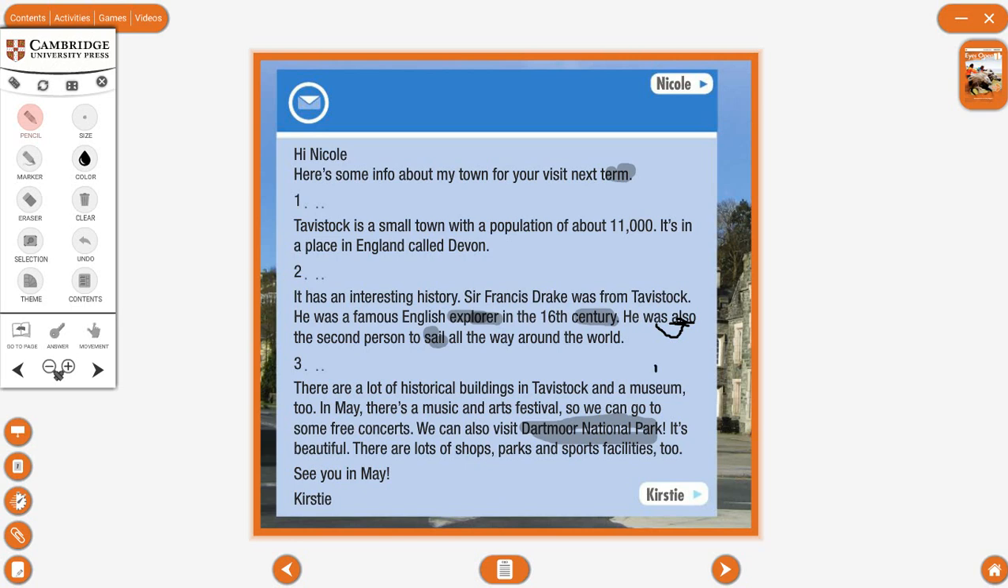There are a lot of historical buildings in Tavistock and a museum too. We use too at the end of the sentence. In May there is a music and art festival, so we can go to some free concerts. We can also use also before the main verb in this sentence. It is beautiful. There are lots of shops, parks and sport facilities too. Also, too. Now we can check your answer.